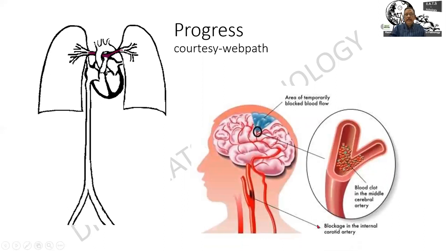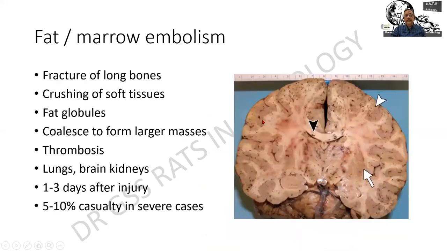And this is the earlier picture of an arterial obstruction, as I had mentioned, in the carotid artery and infarction in the brain.